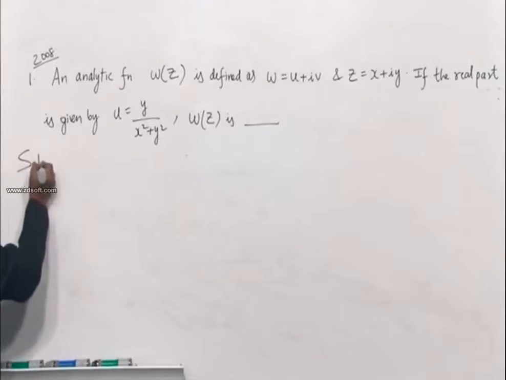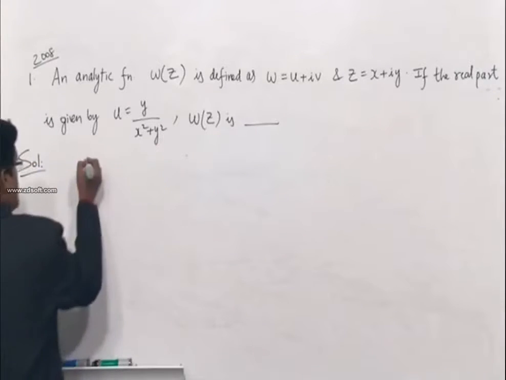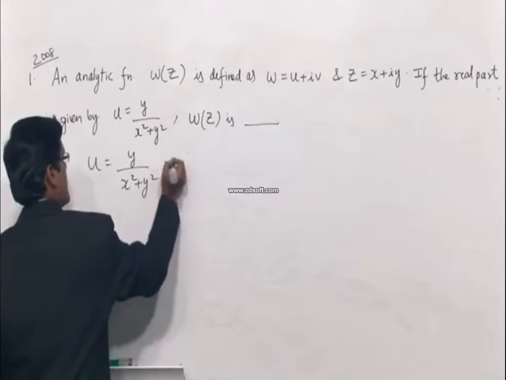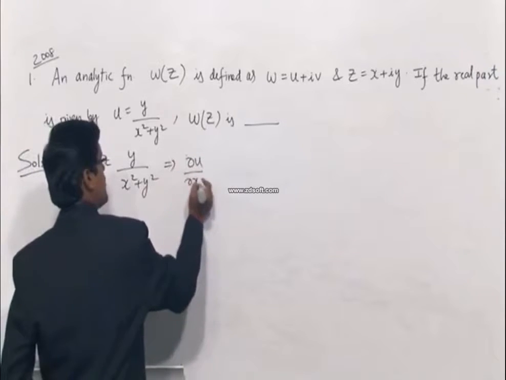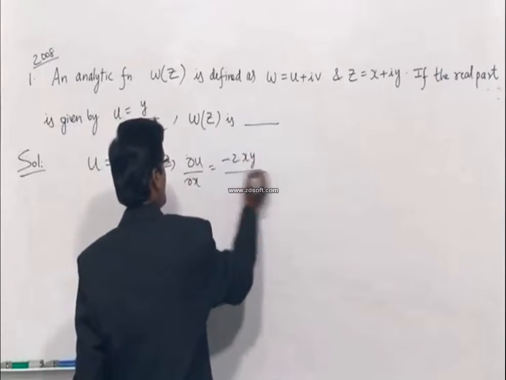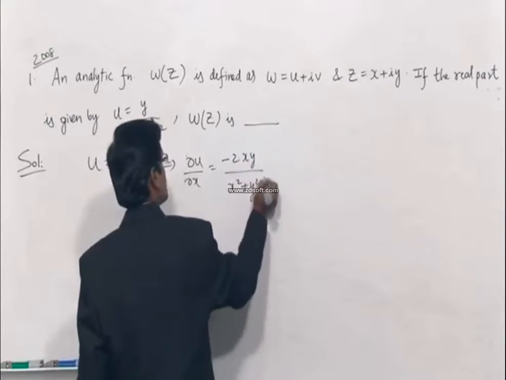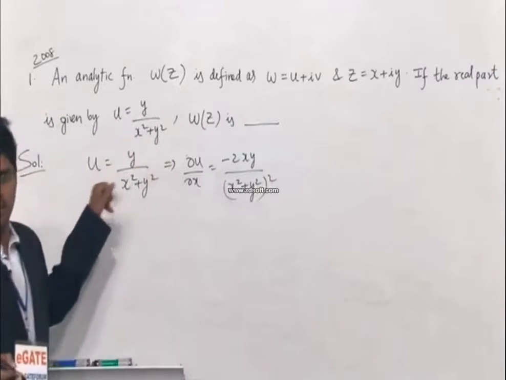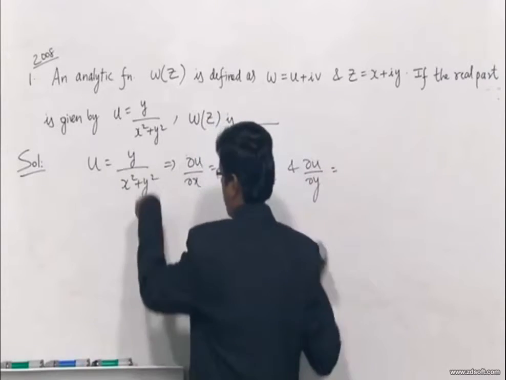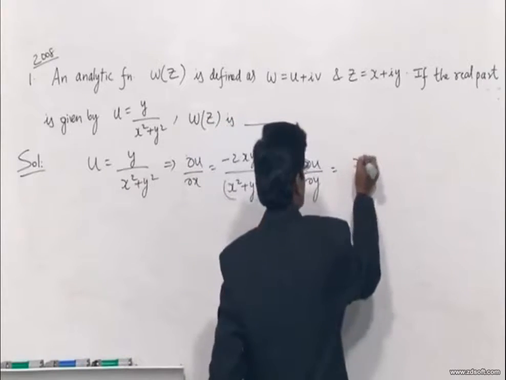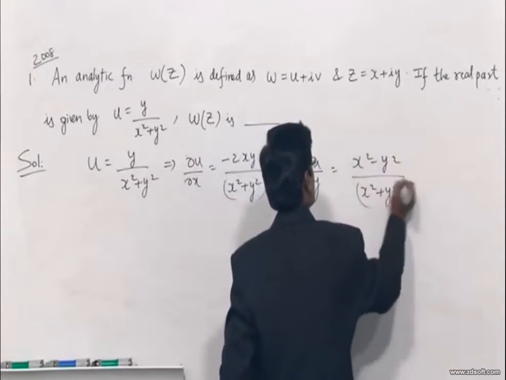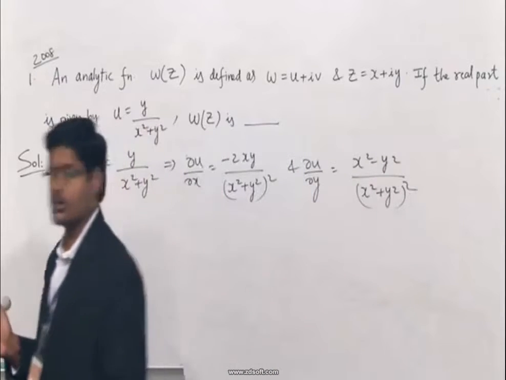Solution. u is equal to y by x square plus y square. First find for the given u both partial derivatives. dou u by dou x, partially with respect to x keeping y constant, this derivative becomes minus 2xy by x square plus y square whole square. Just apply the u by v rule, the quotient rule, keeping y as constant. And dou u by dou y, with respect to y, by the u by v rule, simplifies to x square minus y square divided by x square plus y square whole square. Later you find the derivatives and check whether these two are correct or not.